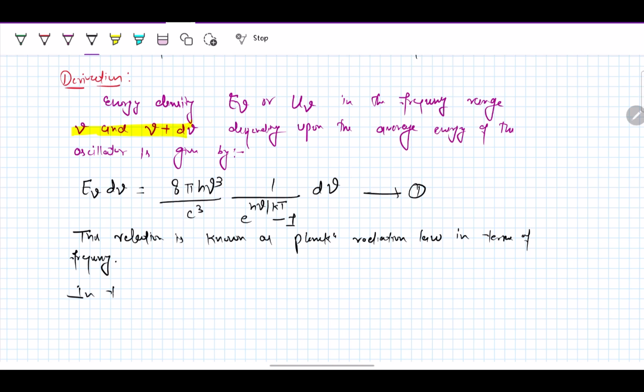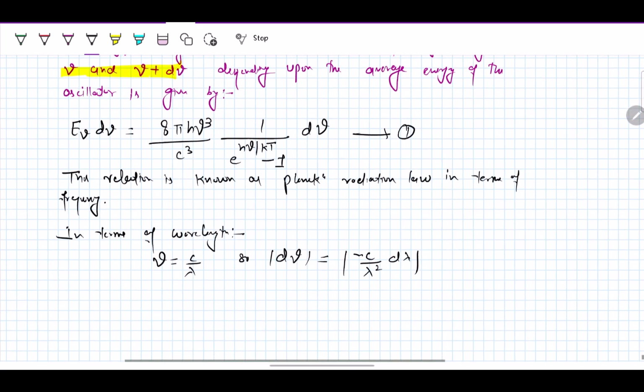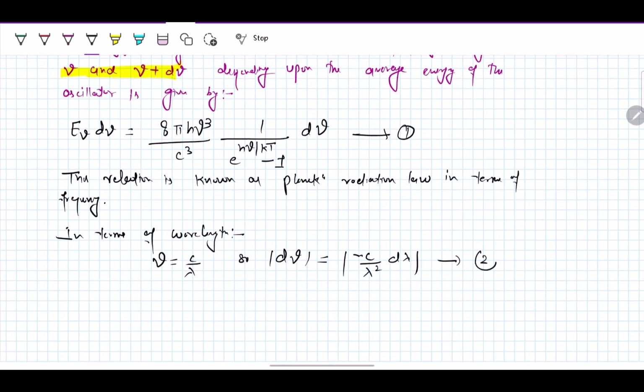And what if we need to write this equation in terms of wavelength? So we know that nu is equal to c over lambda. So from here we can find d nu is equal to c over lambda squared d lambda, right? So use this equation 2 in equation number 1. By using equation number 2 in equation number 1, we are getting E lambda d lambda.